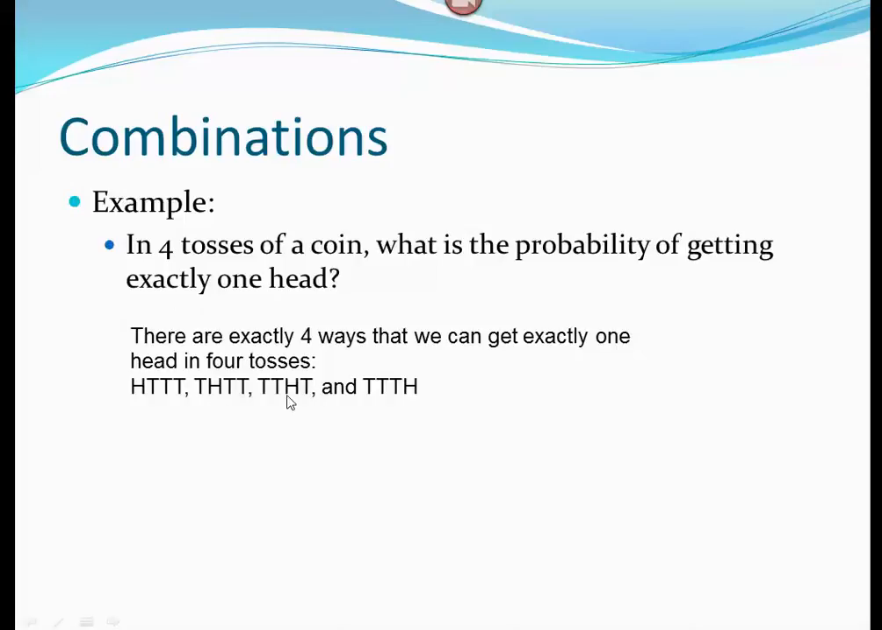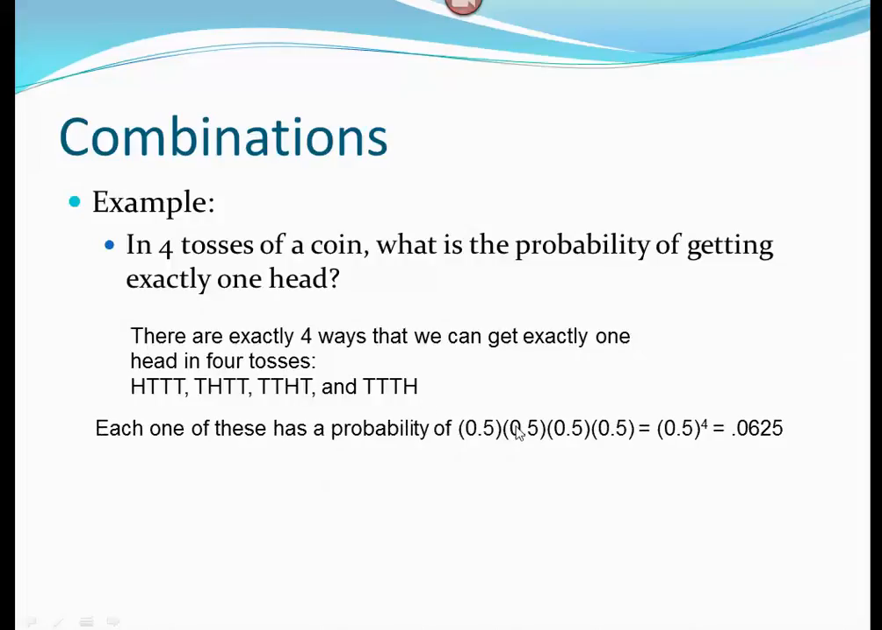So there's 4 different ways that I can actually end up with one head and 3 tails. I could get heads on the first toss, heads on the second, heads on the third, and heads on the fourth. Each one of these combinations we would consider a success, and they all share the same probability because it's 50, 50, 50, 50. Or in other words, each one of those has a probability of 0.0625 attached to it.